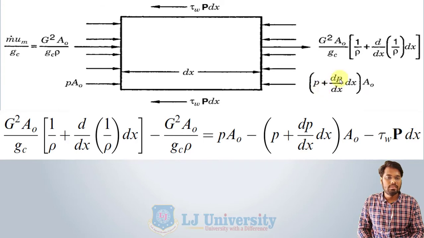So P plus dP by dx into dx AO is taken as negative, and tau W into P dx is taken as negative. Also, this G square A upon gc into 1 by rho plus d by dx of 1 upon rho dx is negative, but it is on this side of the equals sign, so it is taken as positive. This is G square A upon gc into rho, and this is P into AO.